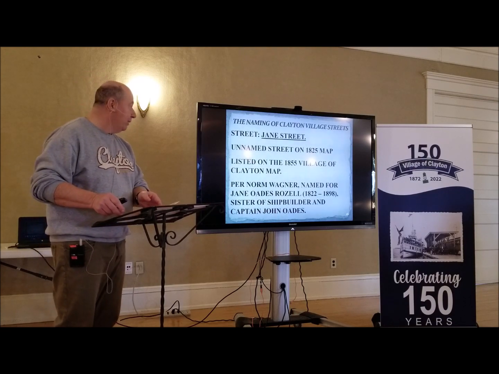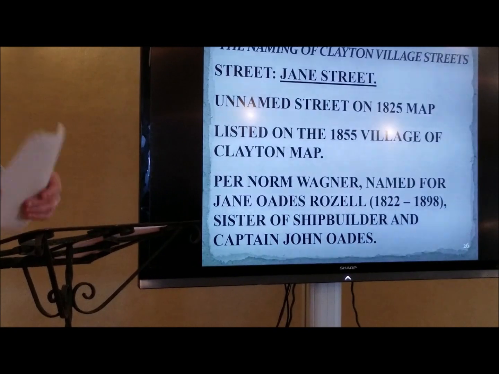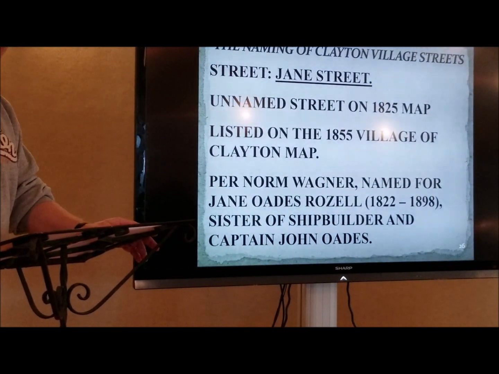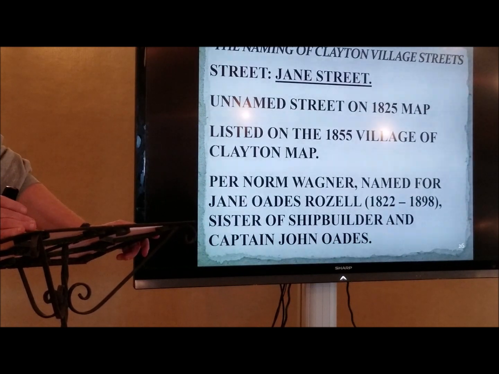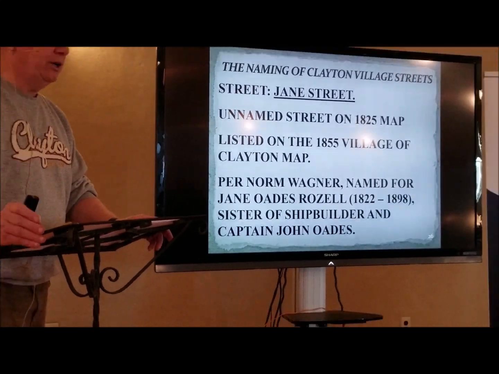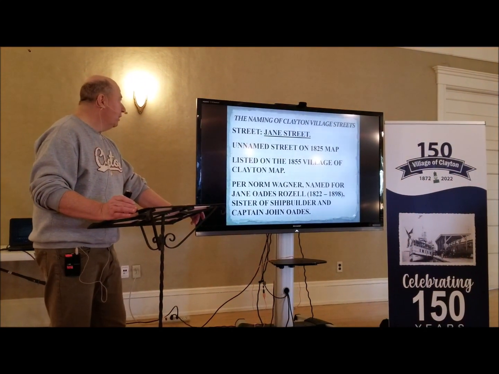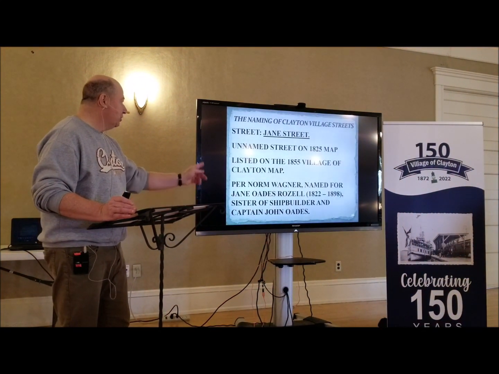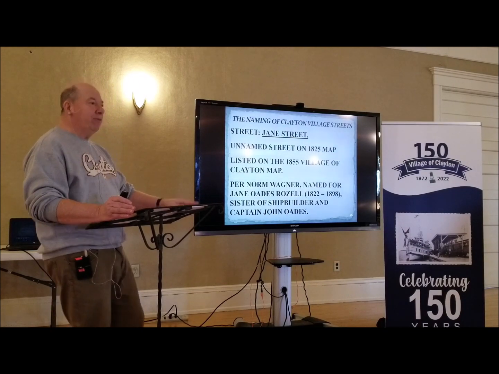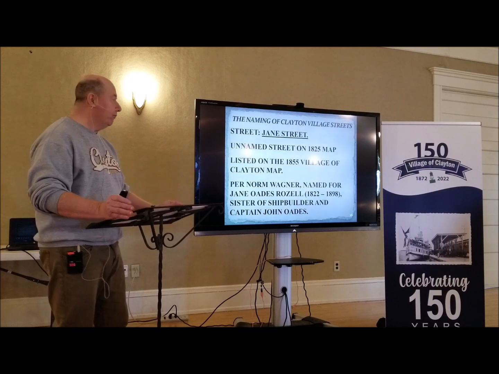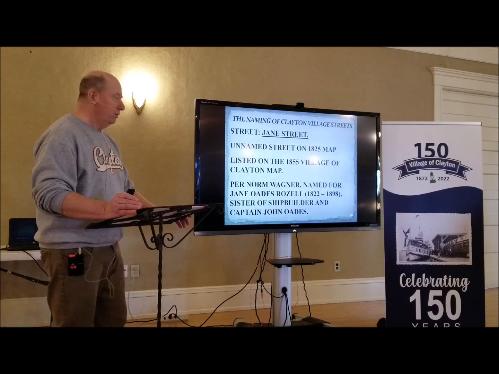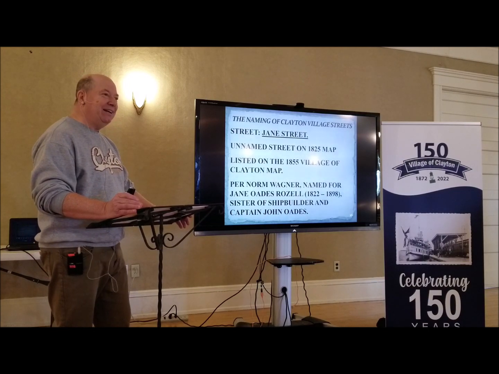James Street. Now, I've been learning a little bit. I actually learned something just last night, and I was able to update the slide for today. So, in Norm's 2001 lecture, he said James Street was named in honor of the sister of shipbuilder and Captain John Oates. And I'm going to trust what he's saying. He's a very smart man. He knew the village so much better than I ever will. All right? But I've never seen it anywhere else.